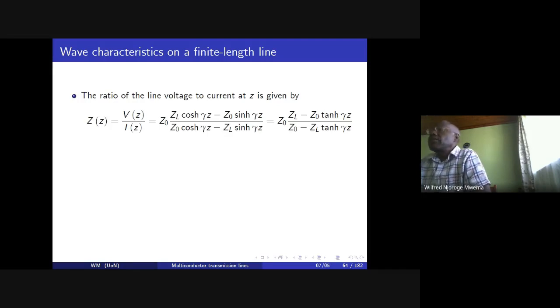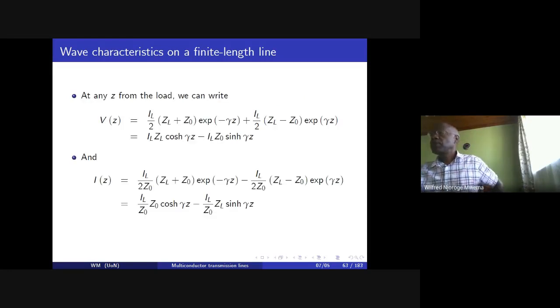And this is equal to Z naught, ZL, hyperbolic cosine gamma Z, minus Z naught, hyperbolic sine gamma Z over Z naught, hyperbolic cosine, and so forth. You can actually try to do that for yourselves. That is, use what we have here for the voltage and for the current, and quickly get that ratio. See whether you get the ratio as I have it.